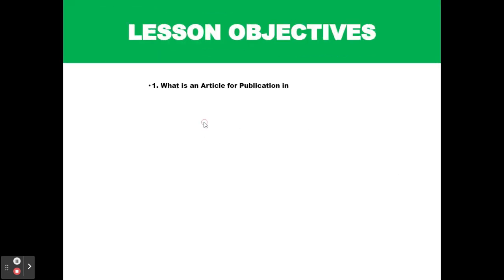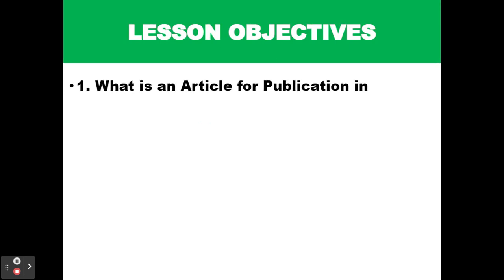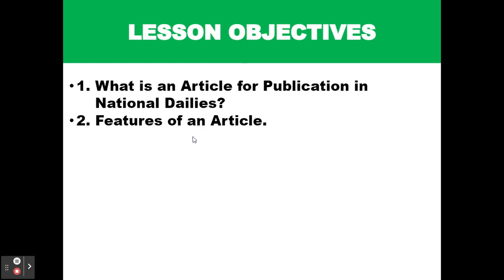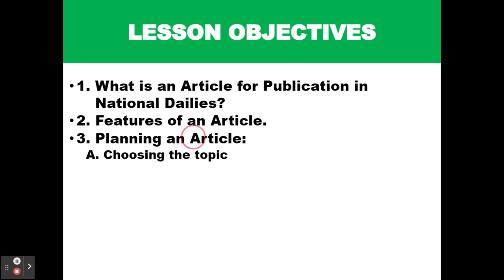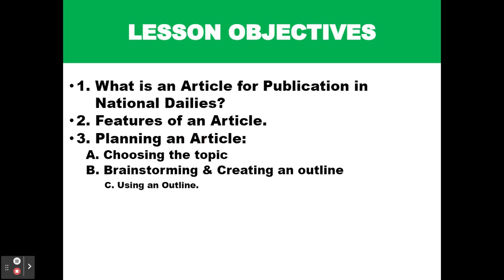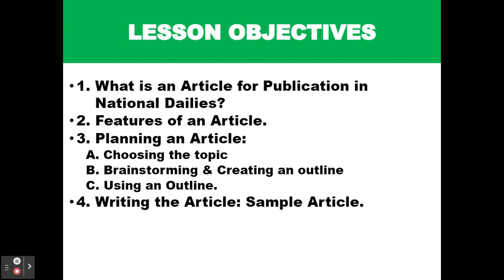First, a quick look at the lesson objectives. What is an article for publication in national dailies? 2. Features of an article. 3. An article, which include choosing the topic, brainstorming and creating an outline, and using an outline. Number 4, writing the article, and under writing the article, we are going to illustrate with a sample article which is presented as an answer to a given past question. All right, so these are the lesson objectives. At the end of this lesson, you should be able to take these steps.